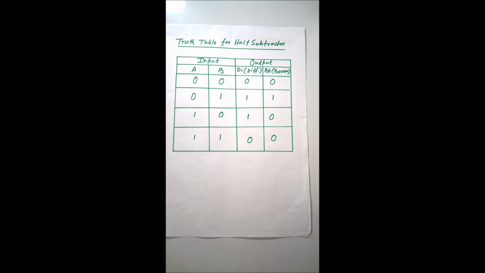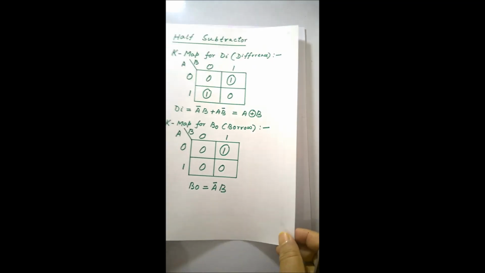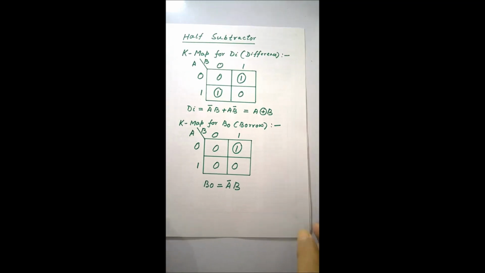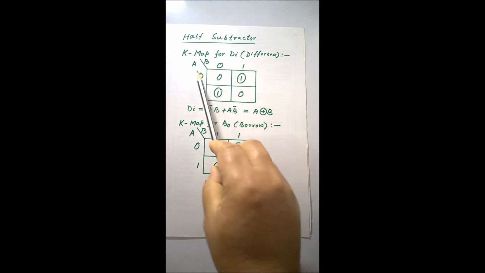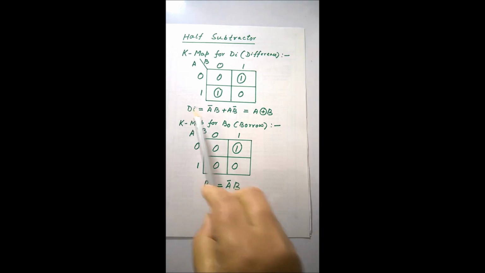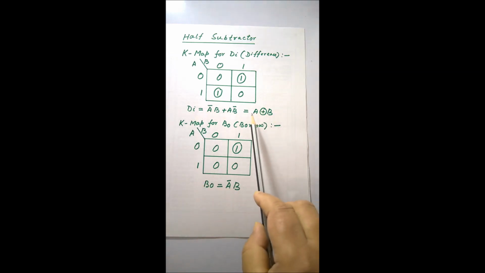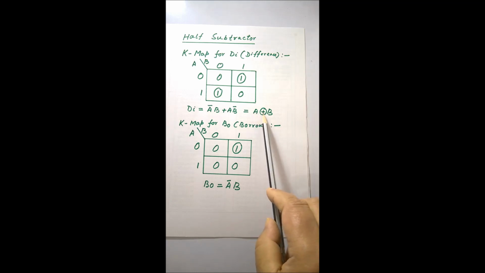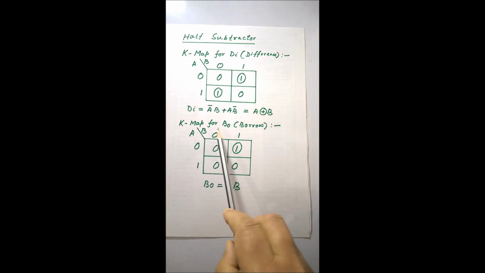And for that, we'll be using the K-map. Here you can see we are using the K-map. From the K-map, we found a relationship of the difference in terms of A and B. Difference equals, you can see here, A XOR B. And again from the K-map, you can see the borrow equals complement of A into B.